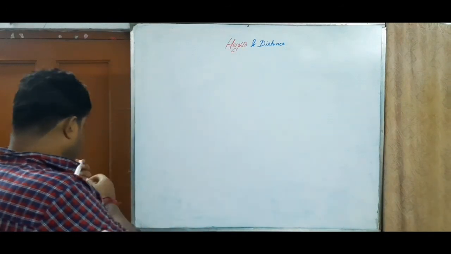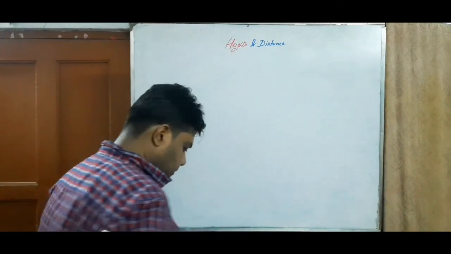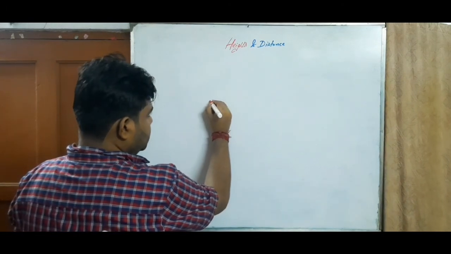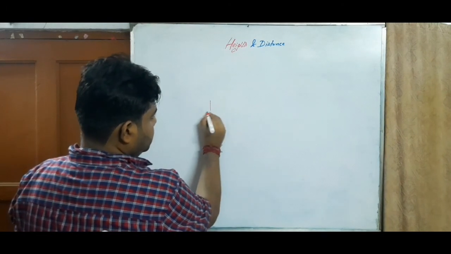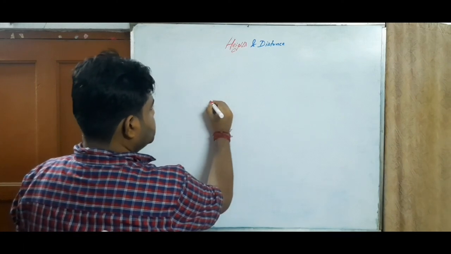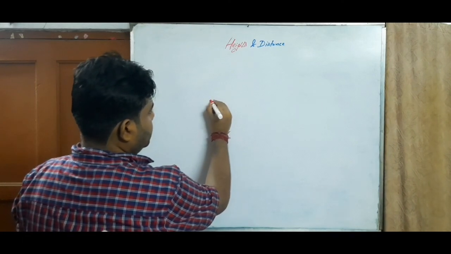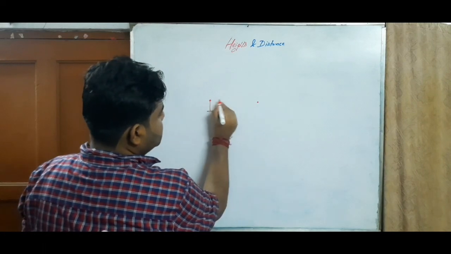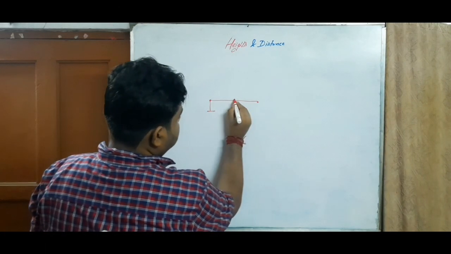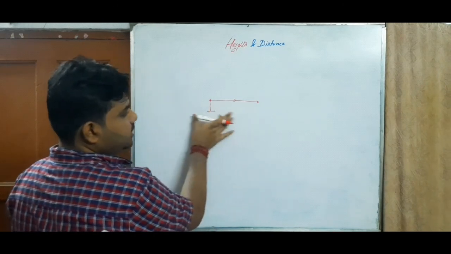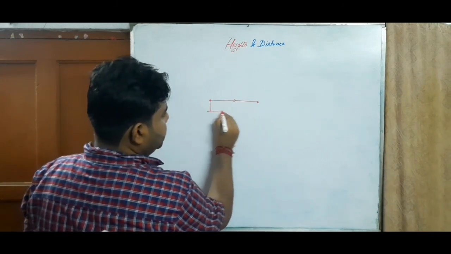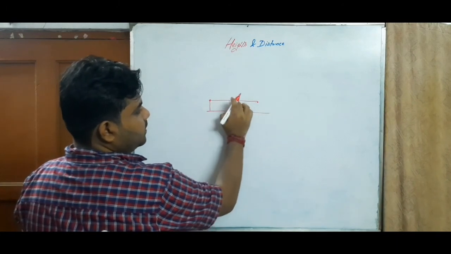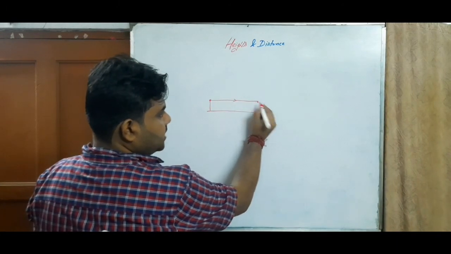Just see. Suppose a person is standing in this plane. This is the plane. A person is standing here. If I place an object, so this is the line of sight, and this is the horizon. It is parallel to the plane, so I consider it as horizontal.